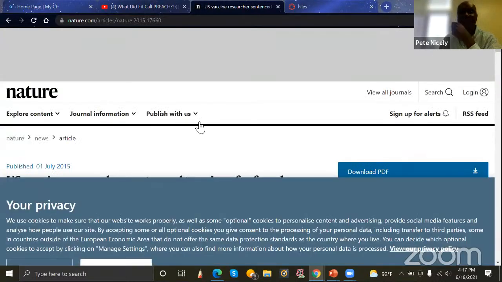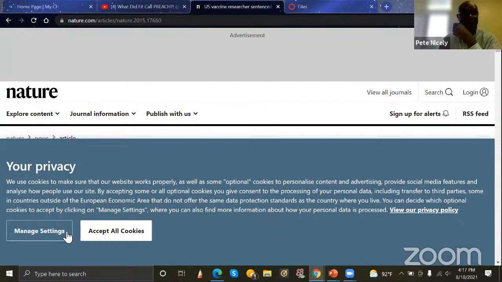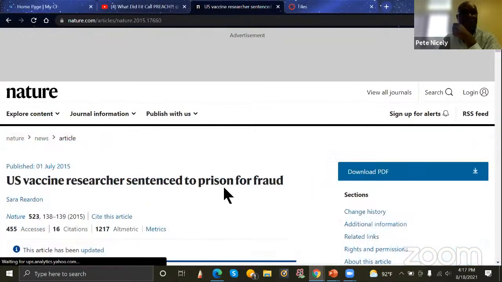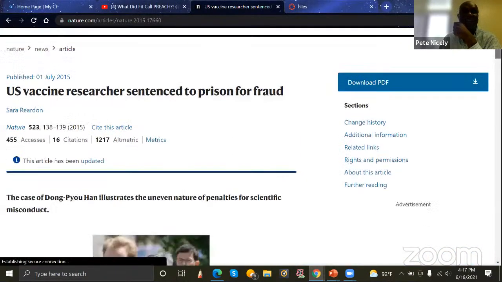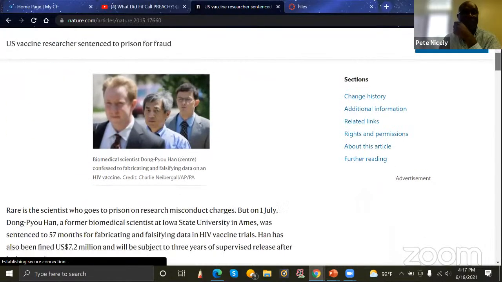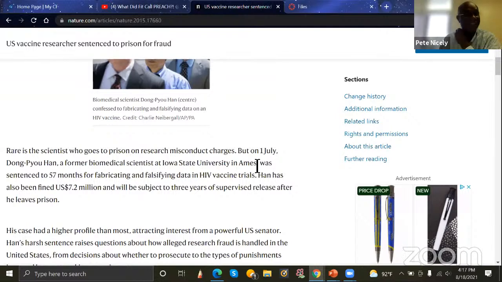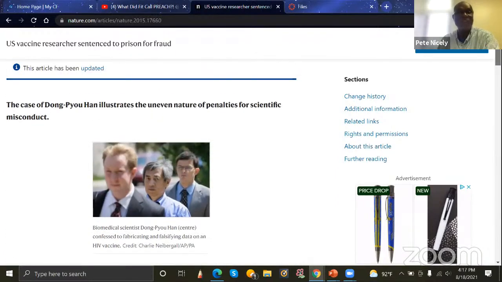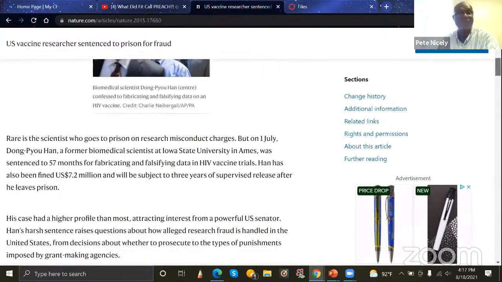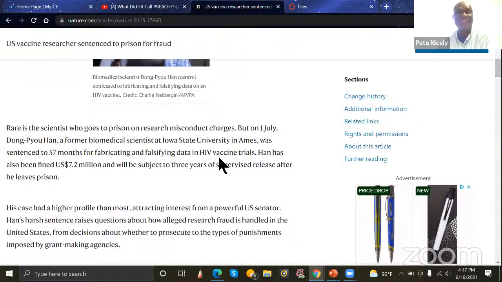Okay, so this guy is a vaccine, or was a vaccine researcher, and I forgot which school he was working at. He was working at a university, Iowa State University, right? That's where he was doing his research. And if you look at this article here, he was doing some work on HIV vaccine potential trials.